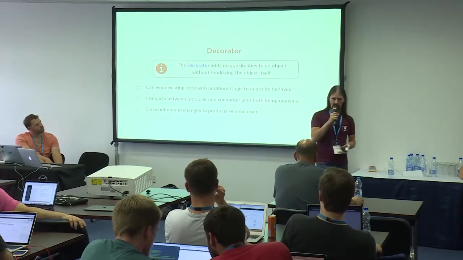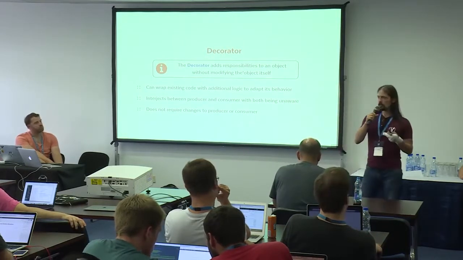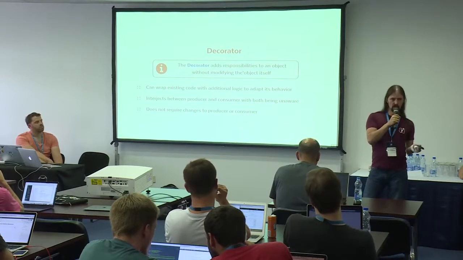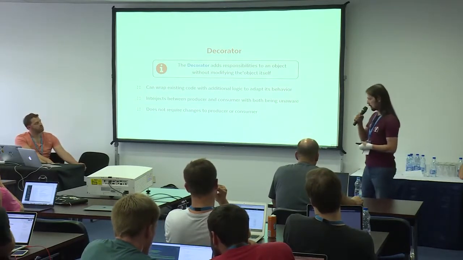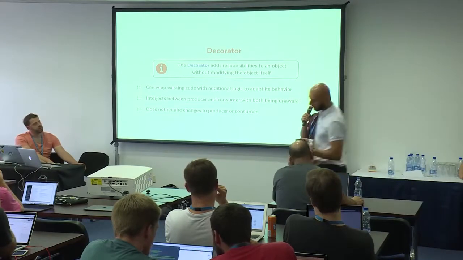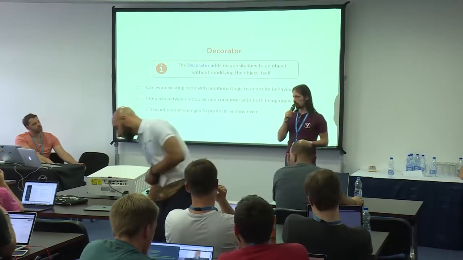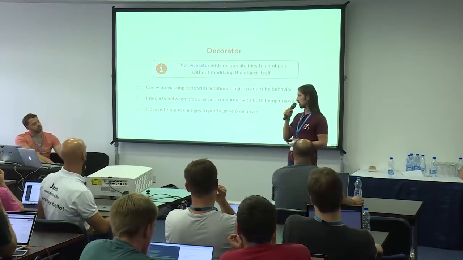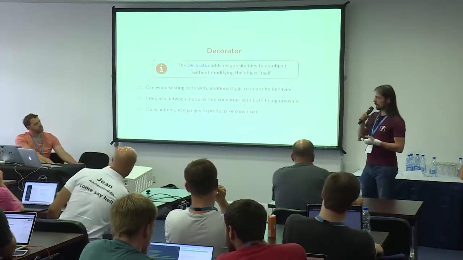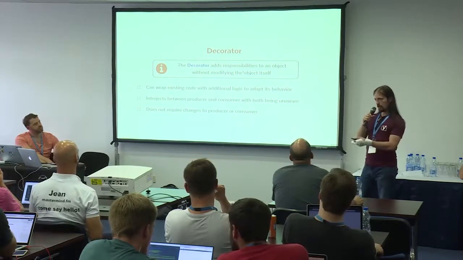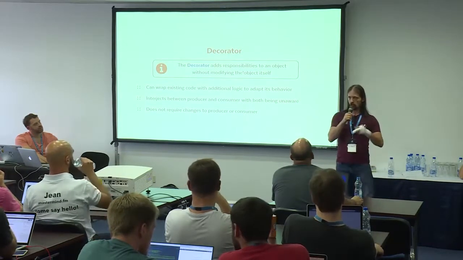The decorator adds a new responsibility to an existing object without changing that object. And it does this by wrapping the existing object and attaching its own code in the same way. So it interjects between the producer of something and the consumer of that same thing.